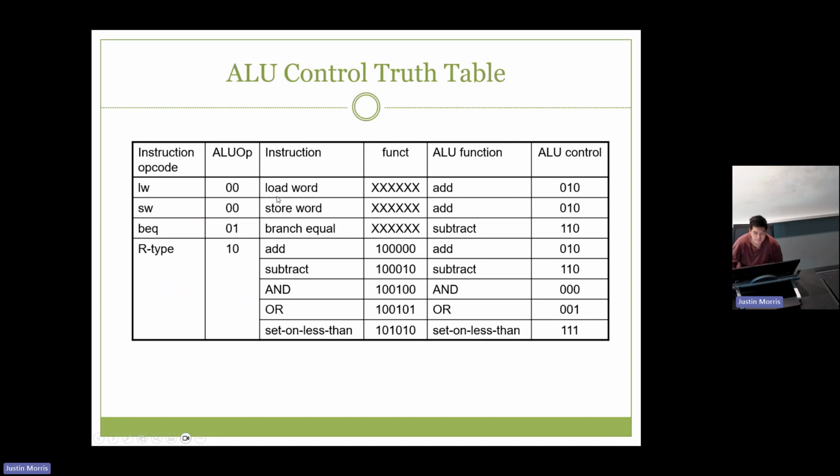So now I have this table based on inputs, right? ALU op and funct. And I have my outputs, or ALU control, right? So this is basically just a truth table. We can create K-maps, one for each output, and we would be able to draw the digital logic circuits for this implementation.